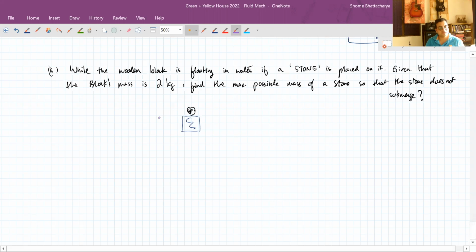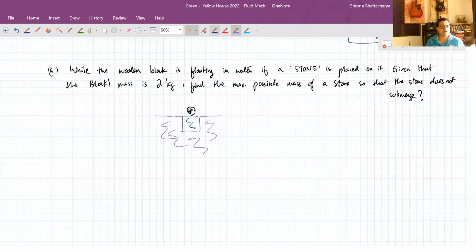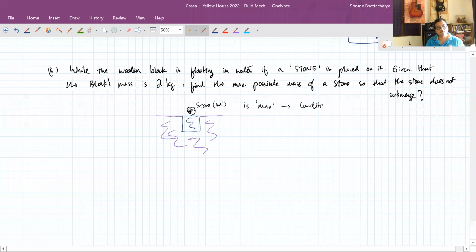Then the situation that we'll see will be like this, that the wooden block is just about completely submerged, but the stone on top of it is not submerged. Okay. So this is the situation when the mass of the stone, let's say m prime, is maximum. So the condition for that is that the wooden block should be just about completely submerged.